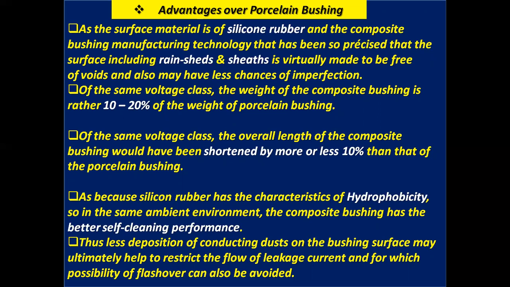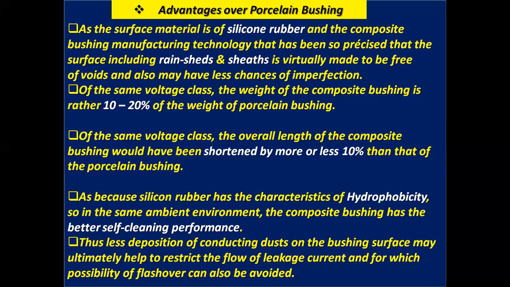Of the same voltage class, the weight of the composite bushing is only 10 to 20% of the weight of porcelain bushings. Of the same voltage class, the overall length of the composite bushing would be shortened by more or less 10% compared to that of porcelain bushings.